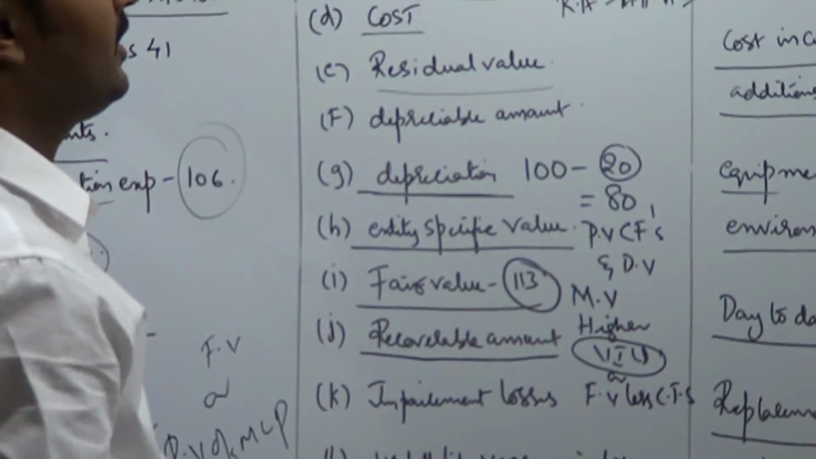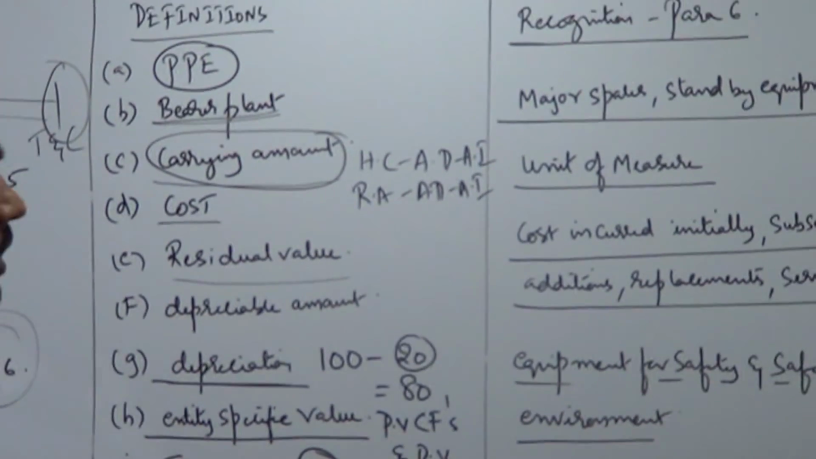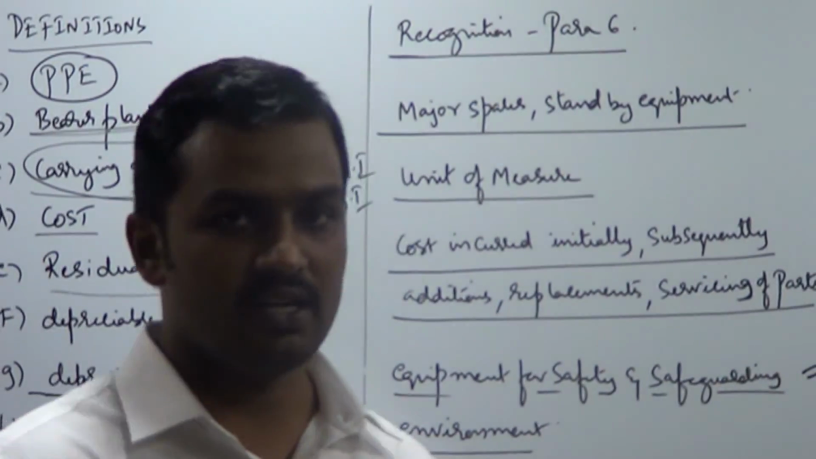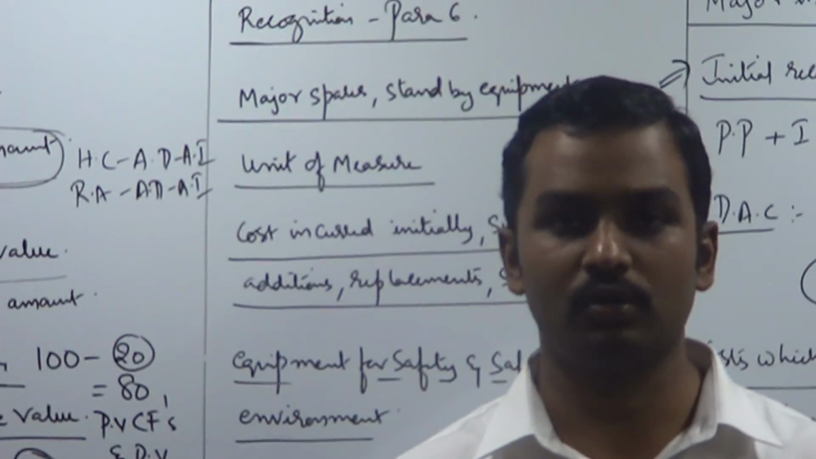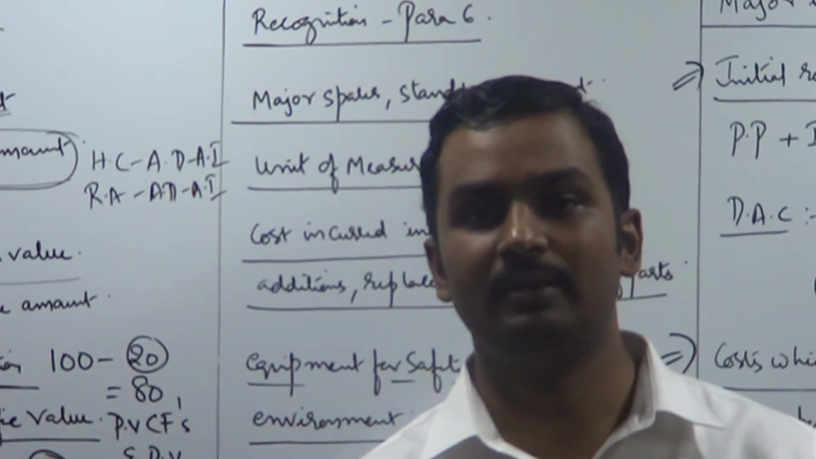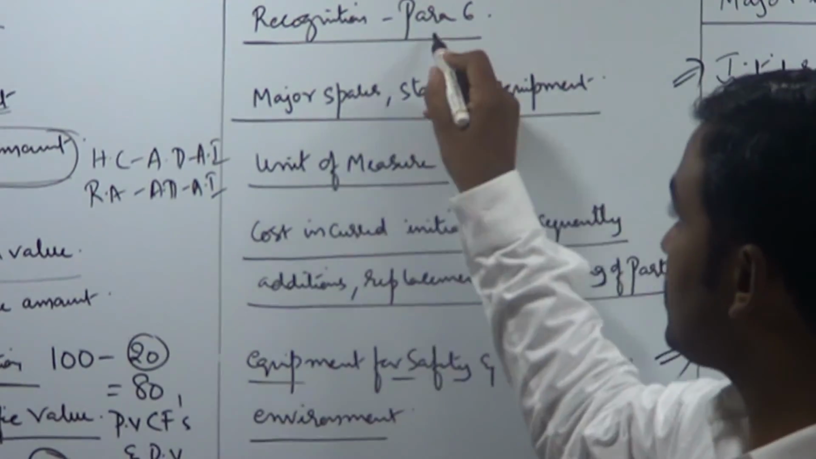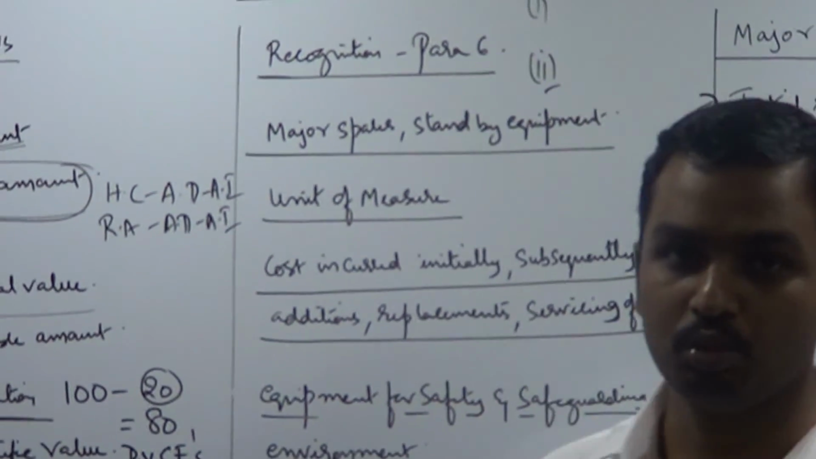So we have covered all the definitions. Now let us come to the recognition part, para 6. As per the standard, when can I recognize property, plant and equipment as an asset in my books? This is the question. What constitutes an item of property, plant and equipment? As per para 6, two conditions have to be satisfied.